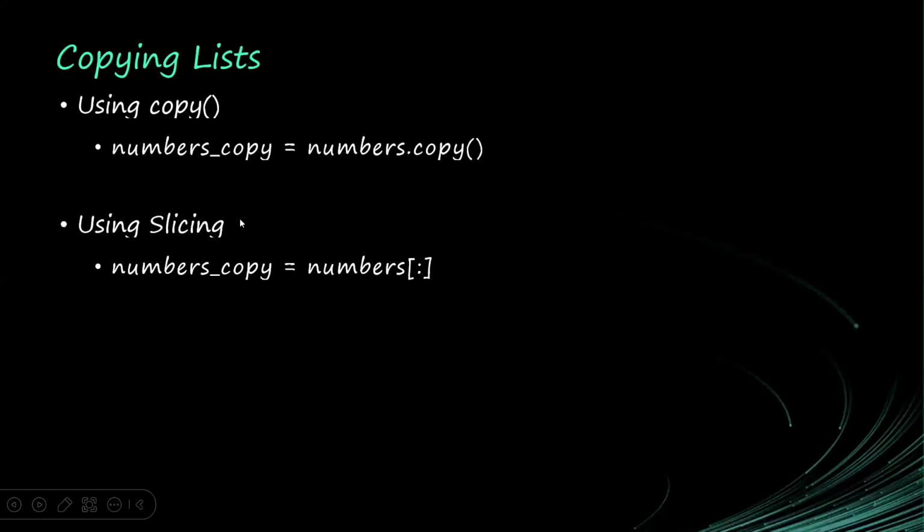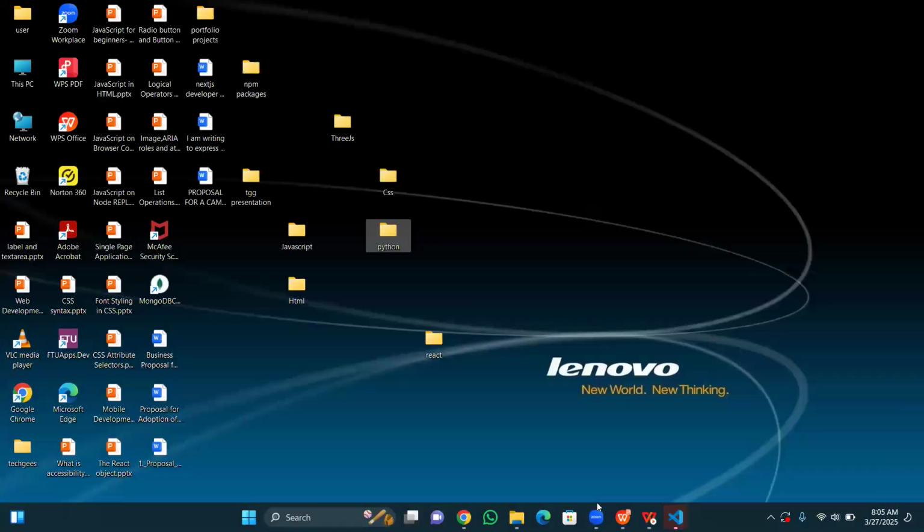Another way of doing it is using the slicing method. So remember when we did slicing, when you have inside the square brackets, if you don't provide the start index and the end index, it will copy everything. So let's go and see how to do it. Go to Visual Studio Code.